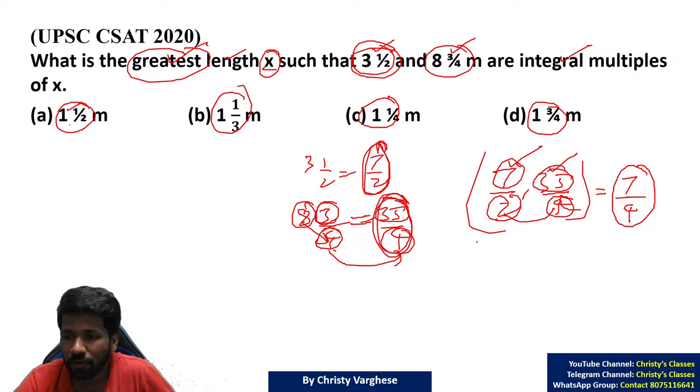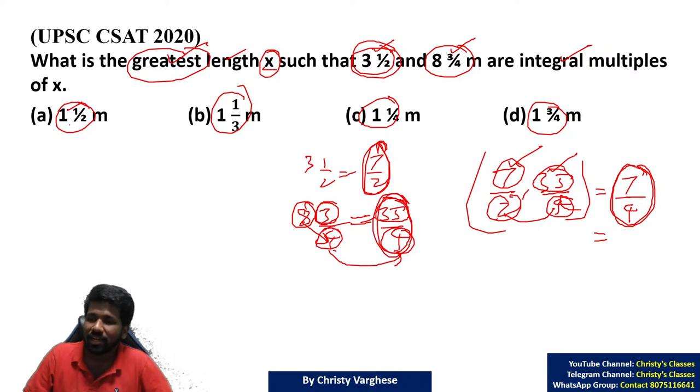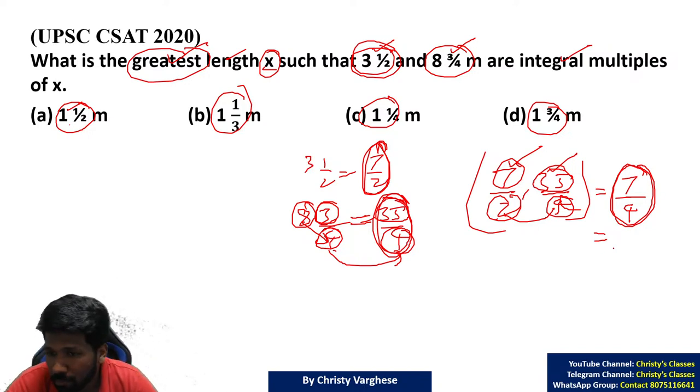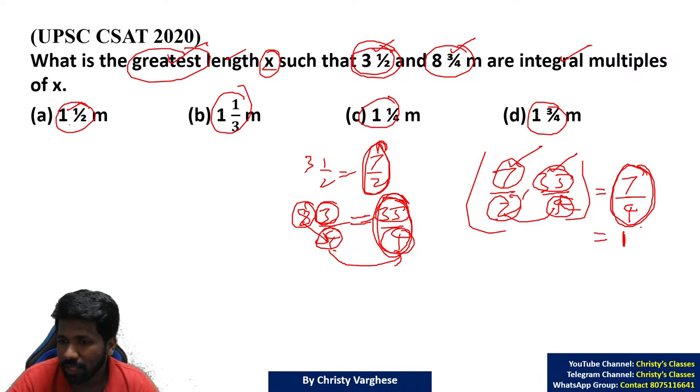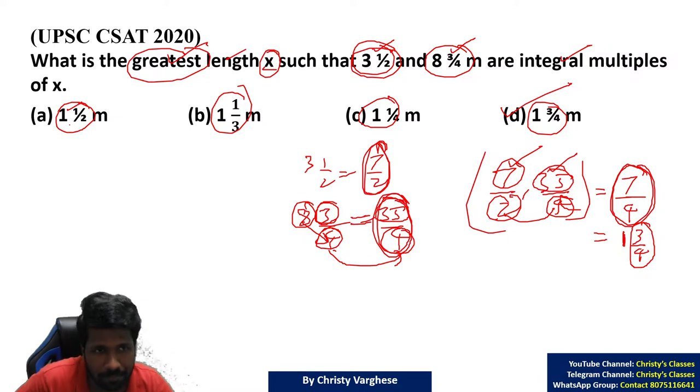7/4 is an improper fraction. Imagine 7 mangoes divided among 4 people. 4 mangoes divided among 4 people is 1 mango each. Now the remaining 3 mangoes divided among 4 people is 3/4 mango each. So 1 and 3/4 mango, option D is the answer. All of you clear, please respond.